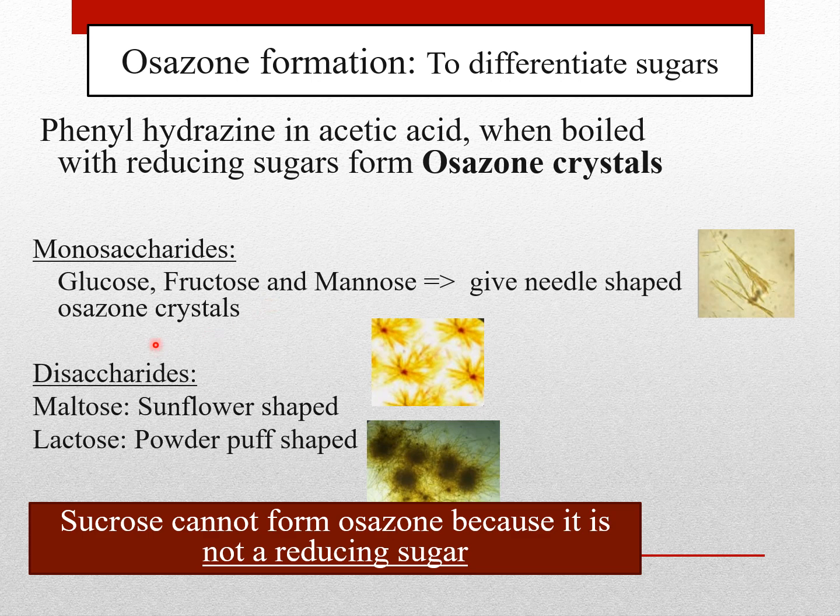As you can see, for glucose, fructose, and mannose, it will give a needle shape. And this is how the needle shape looks like under the microscope. While the disaccharide maltose will be sunflower shape as shown here. Looks like a sunflower, right? And then lactose is powder puff. This is the powder puff shape.